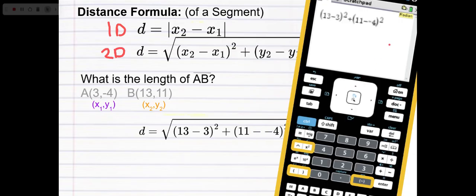Okay, so I typed it in, and it should look something like this. Pause the video and try typing it in. And when you hit enter, you'll get 325. This is me screenshotting the calculator. I know it's really blurry. Okay, so the distance is the square root of 325 because it's the square root of what was underneath that radicand.